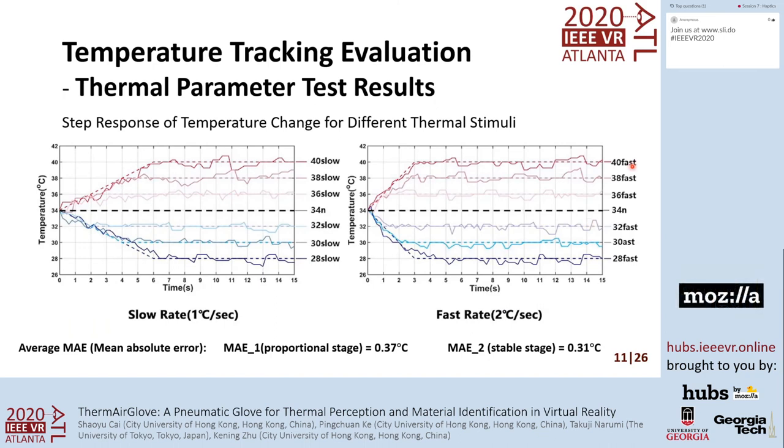Then we measured the step response of temperature change for the 12 thermal stimuli. We also included 34 degrees as a neutral stimulus, so there were 13 stimuli in total. We also calculated the MAE, mean absolute error, and MMEE for these 13 stimuli. The average MAE for the transitional state is 0.137 degrees, and the MAE for the stable state is 0.31 degrees. So you can see the temperature signals could follow the theoretical trends.